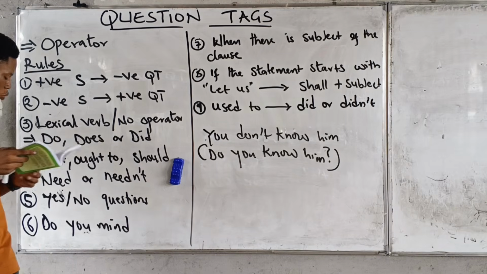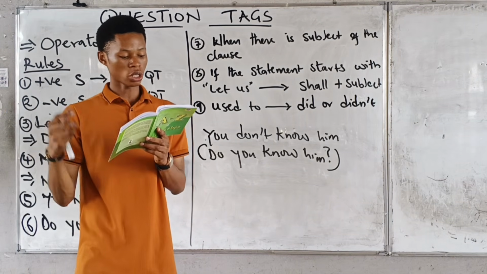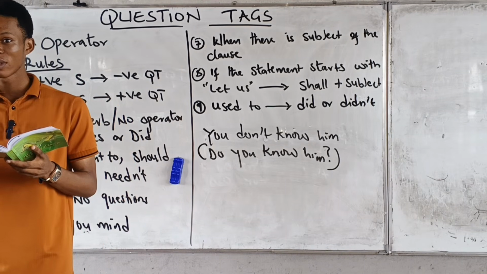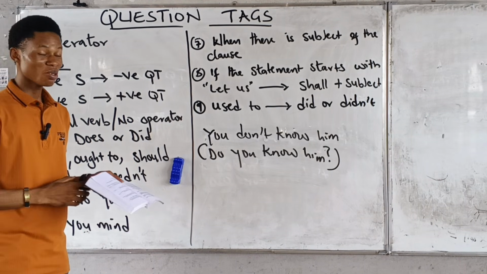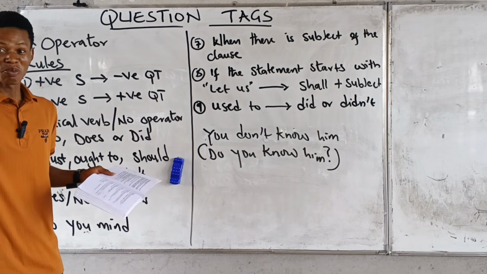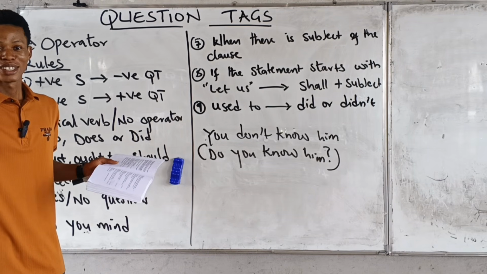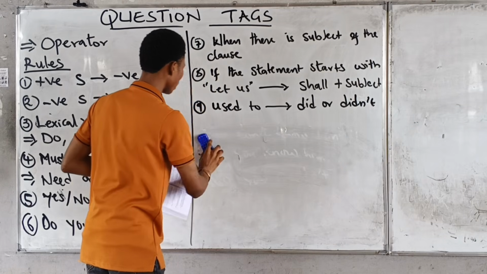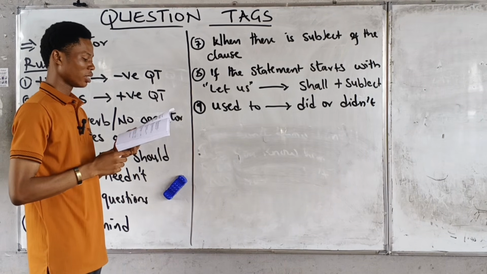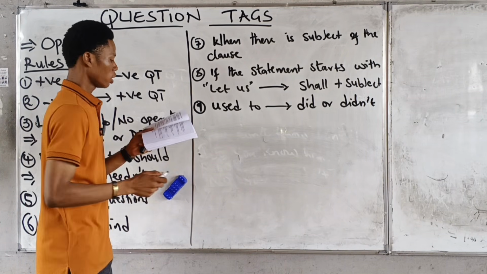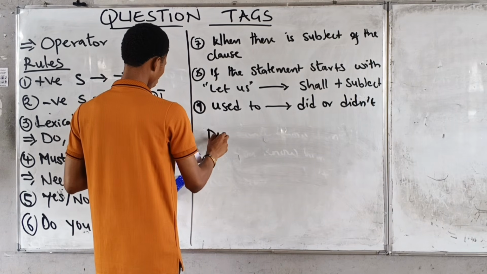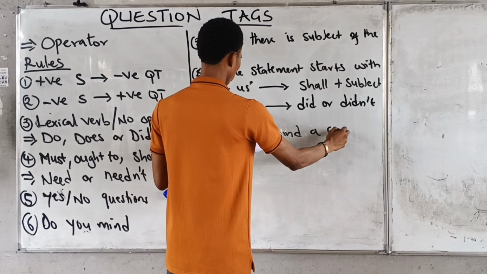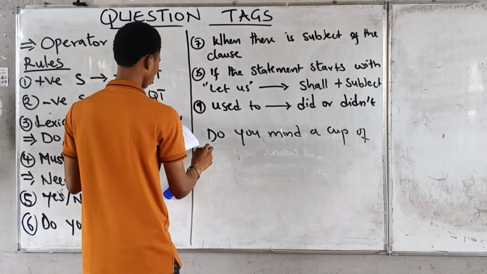Do you mind? In row 6, do you mind means do you think it is bad? Now this one, take it very serious, because you don't understand it, you now answer another thing. Now let's look at something here. Do you mind means do you think it is bad? Do you think it is bad if, now look at an example. Do you mind a cup of tea?